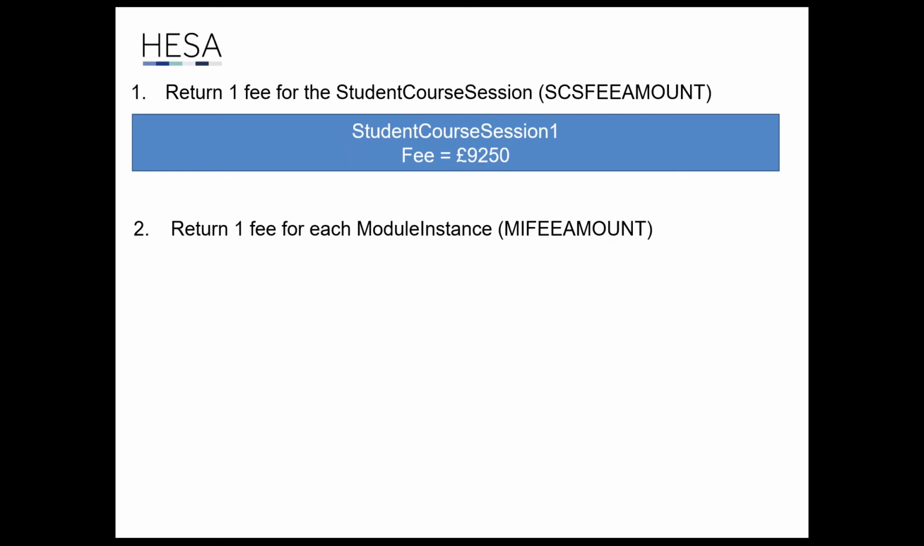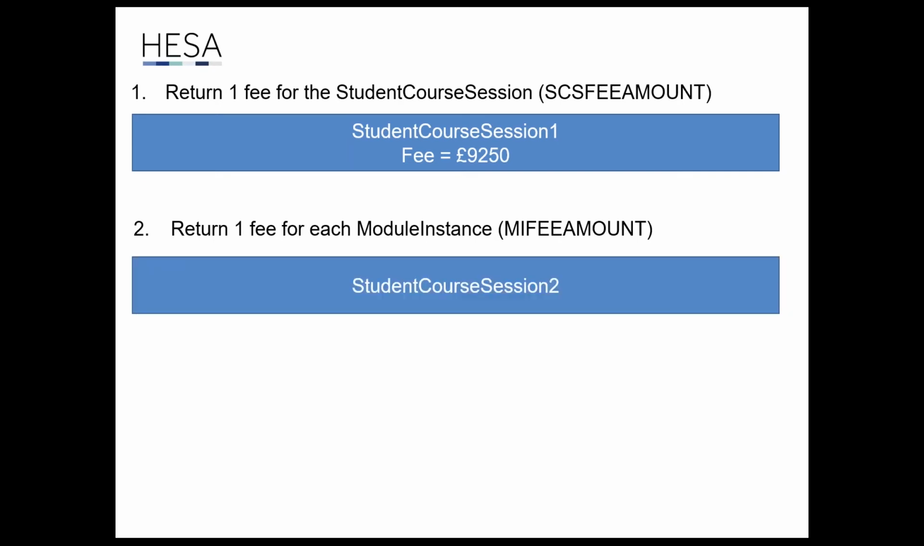The second one then, return the fee for each module instance. This is more likely to be used if the provider charges fees on a modular basis. The reason being that if students are charged per module, and potentially at the start of a student course session, the provider might not know how many modules a student's going to take up during that student course session. So when they first return that student course session, they may not know the particular fee that is going to be charged, and so they can't return that student course session fee field.